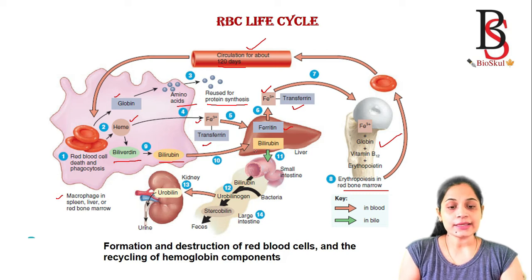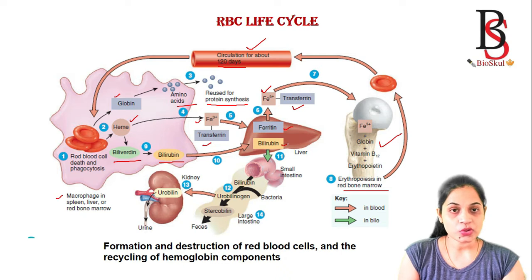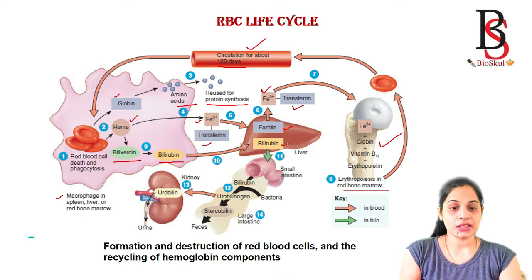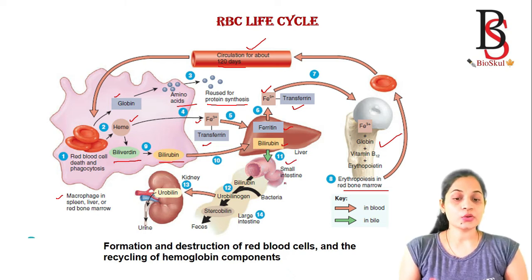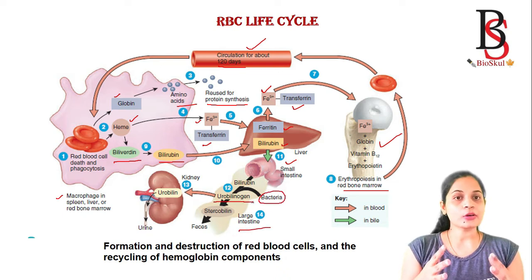Okay, so in the large intestine, in the presence of bacteria, bilirubin is converted into urobilinogen. The urobilinogen is then transported into the bloodstream in the form of urobilin. It is a yellowish color pigment. Urobilinogen is also converted into stercobilin, which is released in the feces. So this is how the red blood cell life cycle takes place.